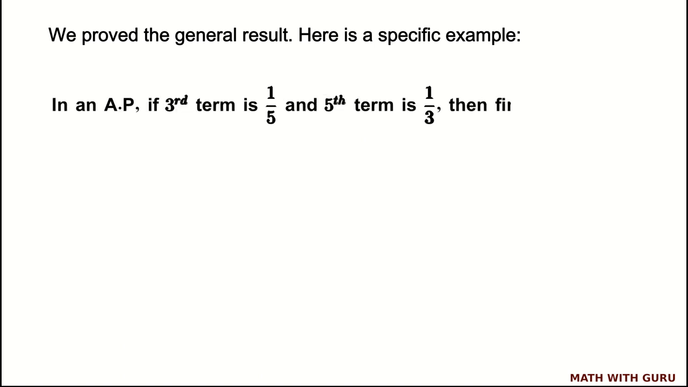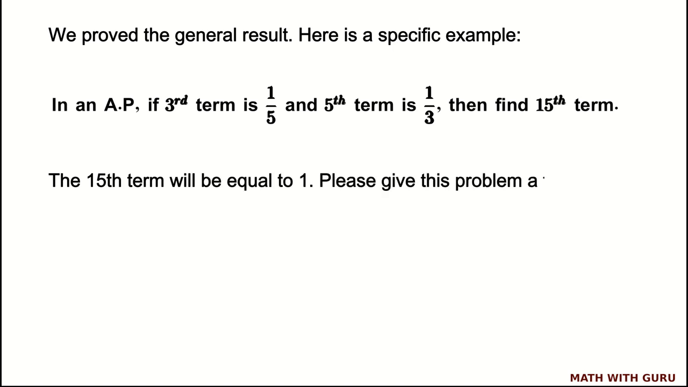We proved the general result. Here is a specific example. In an AP, if the third term is 1/5 and the fifth term is 1/3, then find the 15th term. Note that 15 is the product of 5 and 3. The 15th term will be equal to 1. Please give this problem a try. This is left as an exercise to you.